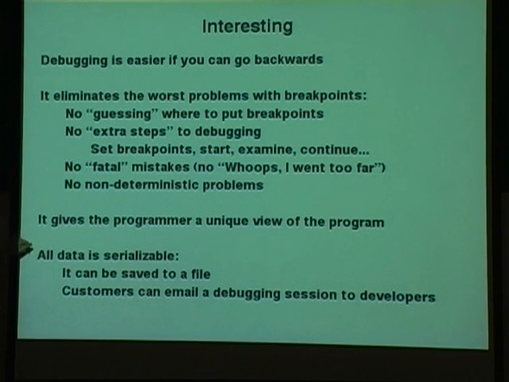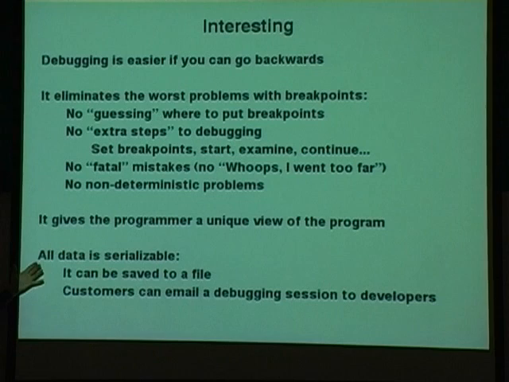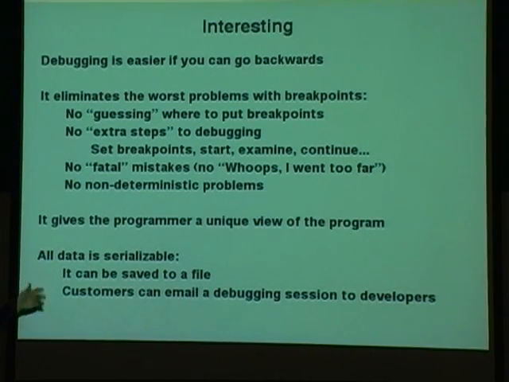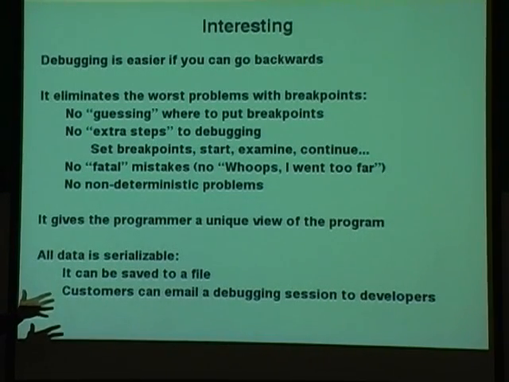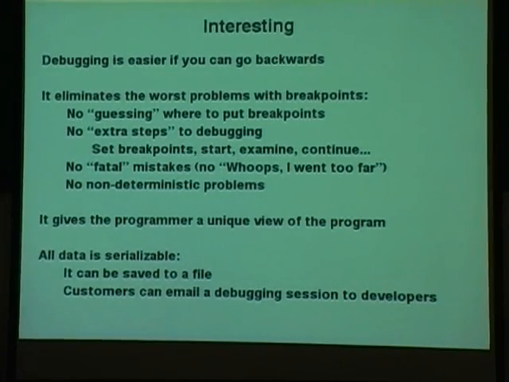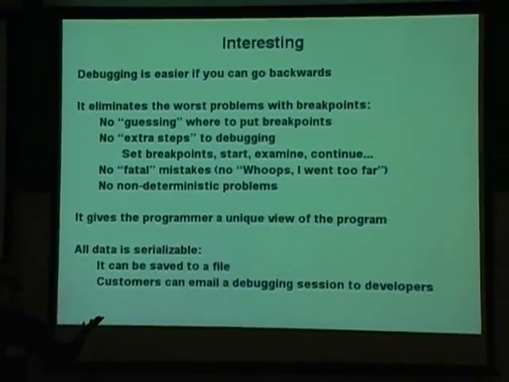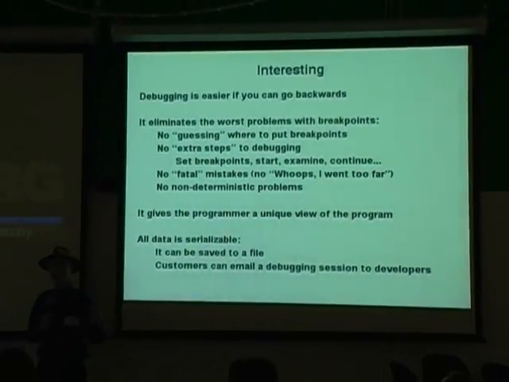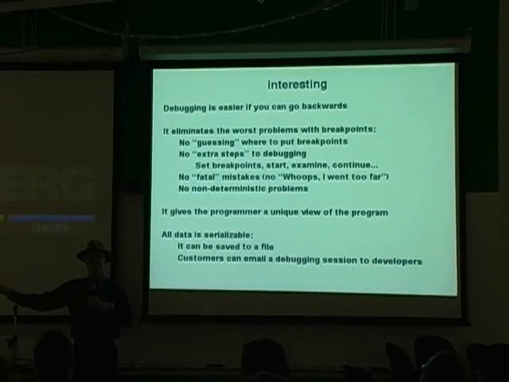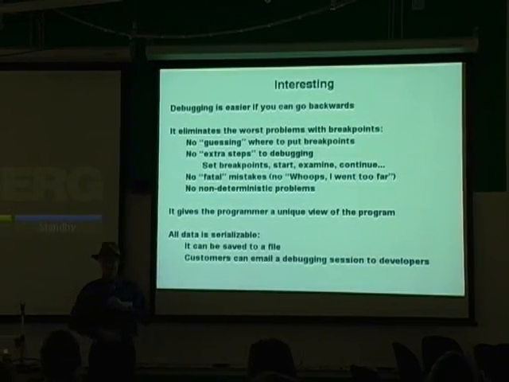It's also true that it gives the programmer a unique view of the program, which is kind of cool. And because all the data is serializable, you could save it to a file. You could have your customers email you the results of a debugging run, and even though they don't have the source code, they don't know what went wrong, you can take that and use it with the source code. Say, oh, there's the bug. And of course you can imagine all the other types of things you can do. When you're doing your regression testing, gee whiz, if it fails a regression test, bring it up under the debugger. It's ready the morning when you walk in to debug.